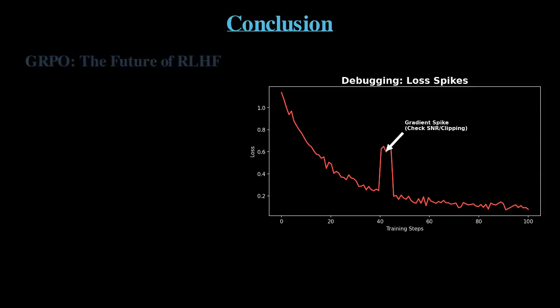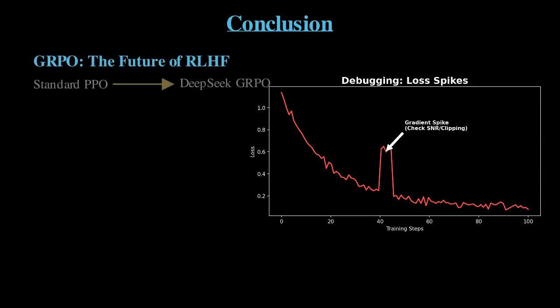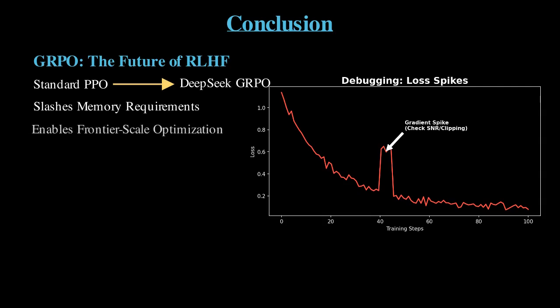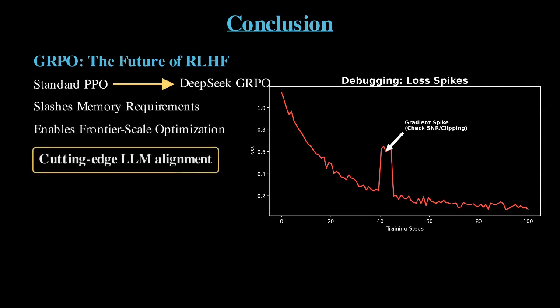DeepSeek's GRPO represents a massive leap forward in the economics of RLHF. By replacing the cumbersome critic model with elegant group relative normalization, it slashes memory requirements while maintaining the mathematical rigor of proximal policy optimization. Combined with deterministic rule-based rewards, flash attention, and careful KL divergence monitoring, GRPO empowers engineering teams to perform reinforcement learning on frontier-scale models without needing a supercomputer. Mastering these techniques puts you at the absolute cutting edge of LLM alignment and reasoning optimization.